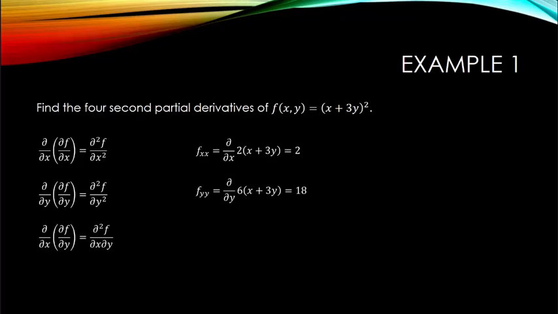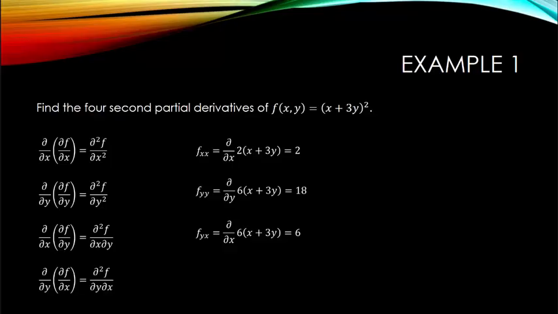For the mixed partial derivative fyx, I take the partial derivative with respect to x of the partial derivative of f with respect to y, which gives me d squared f dx dy, and fyx becomes the partial derivative with respect to x of 6 times x plus 3y, which is equal to 6.